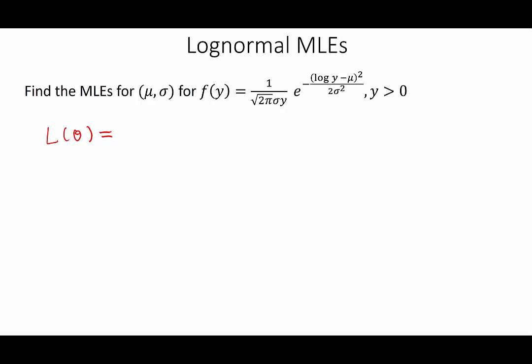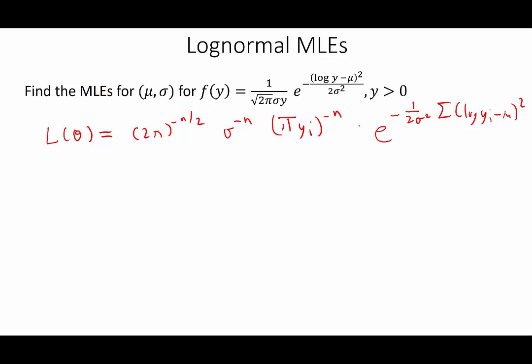So the first thing to notice here is that when we're taking a product of n of these, we are going to get a factor 2 pi to the negative n over 2 out front. We're going to get a sigma to the negative n and a product of yi's to the negative n. And that is just from looking at the first term in the expression. And then when we take the product of the exponentials, well, we can bring that product up into the exponent as a sum, and I'll get log of yi minus mu squared.